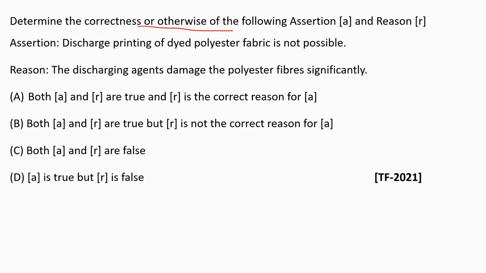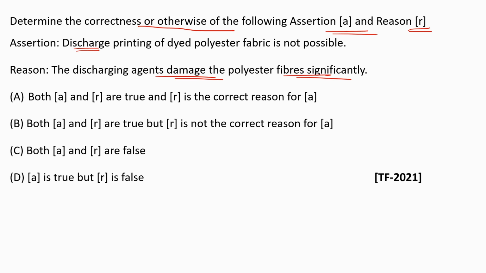Determine the correctness or otherwise of the following assertion and reason. The assertion says that the discharge printing of dyed polyester fabric is not possible, and the discharging agent damages the polyester fiber significantly. You have to answer if the assertion and reason both are true, or if any one is true, or both are false. So if you look at the discharge printing of polyester, polyester fabric is dyed with dischargeable disperse dye, and then it is printed with a paste containing reducing agent for white discharge and non-dischargeable dyes for color discharge.